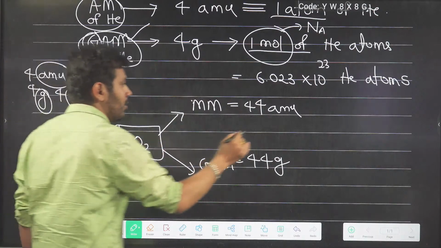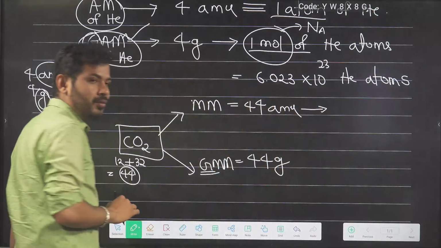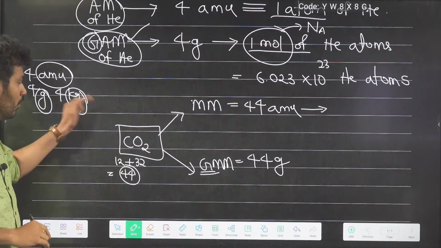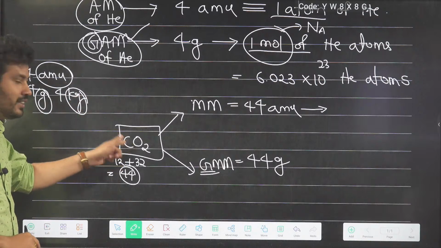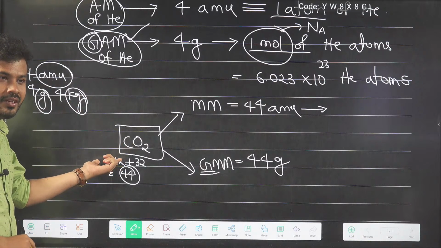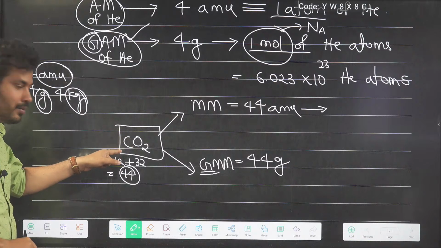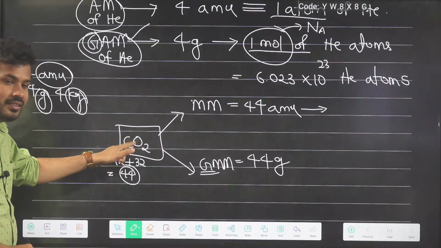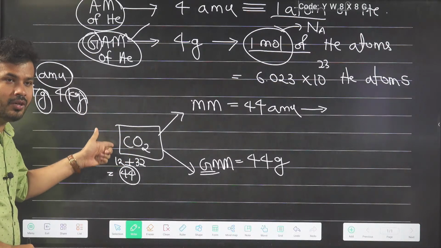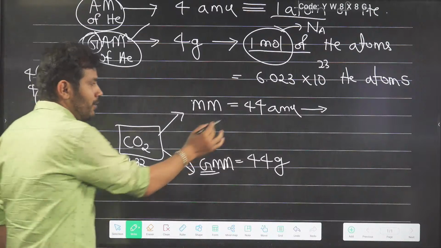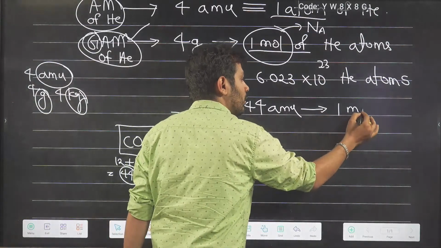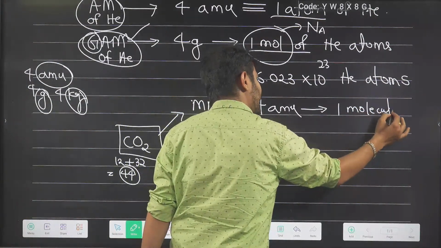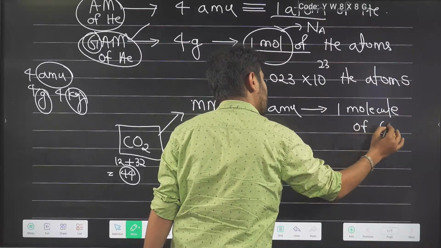Can you tell me, in 44 AMU of carbon dioxide, how many molecules of carbon dioxide are there? Carbon dioxide is a molecule, right? It is not an atom, it is not an element. Carbon is an atom, oxygen atoms are there. Combined, this is a molecule. In this 44 AMU, I have one molecule of CO2. 44 AMU means one molecule of CO2.